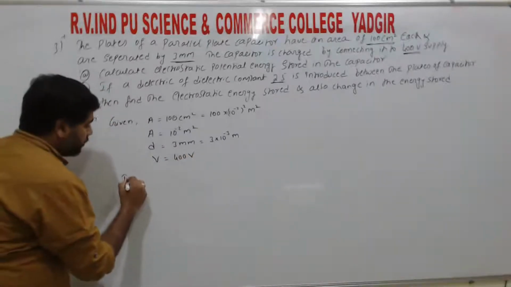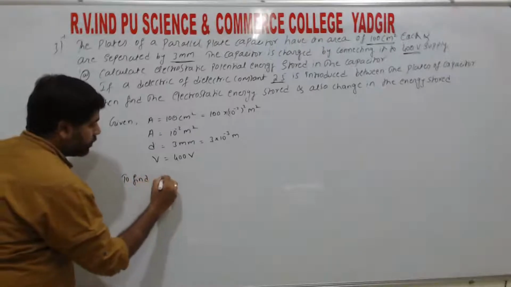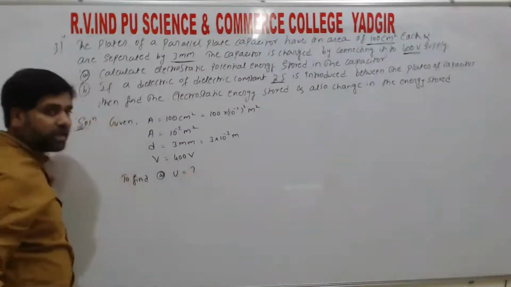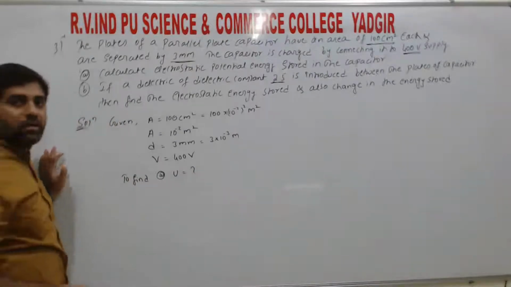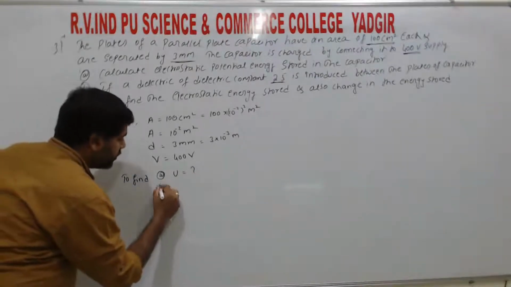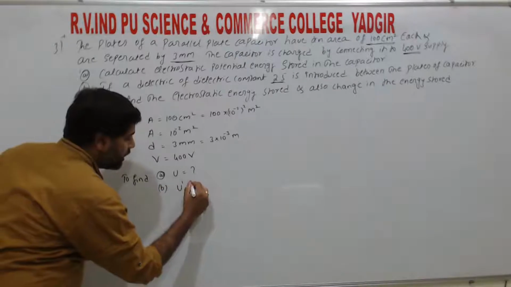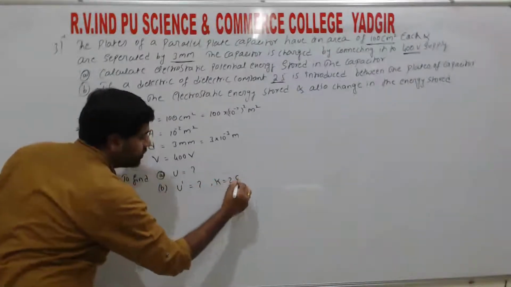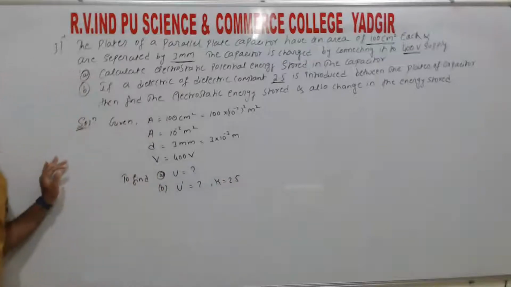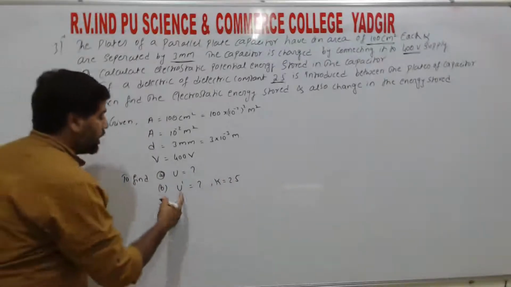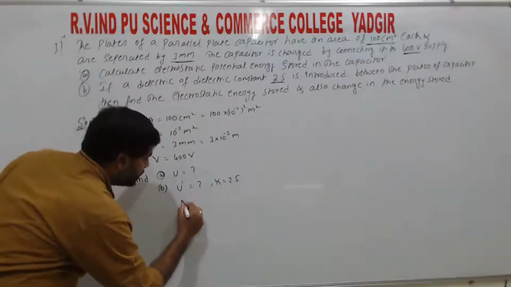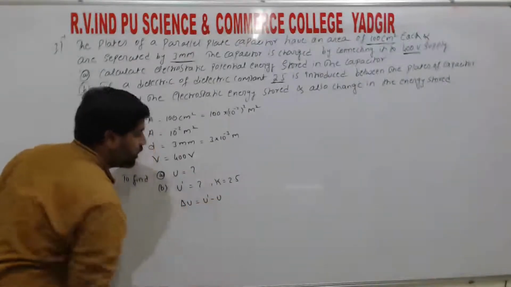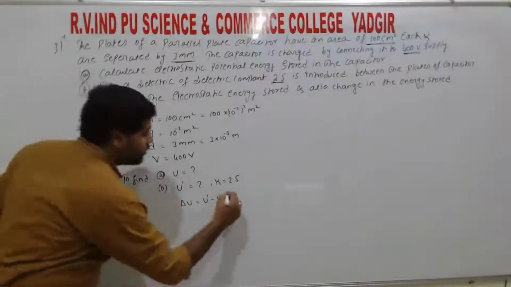So to find, in the first case we need to find U, the energy stored in the capacitor, and in the second case we need to find the energy stored when the dielectric constant K is equal to 2.5. Next, again we need to find the change in energy. So delta U is equal to U dash minus U, right?